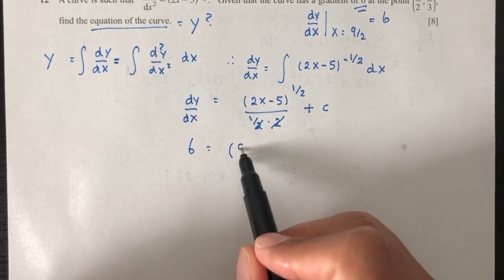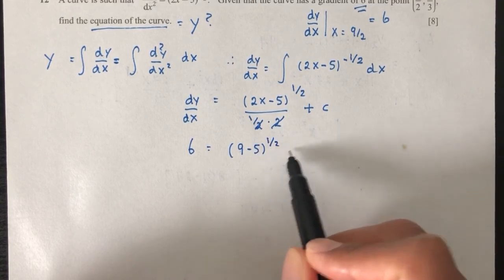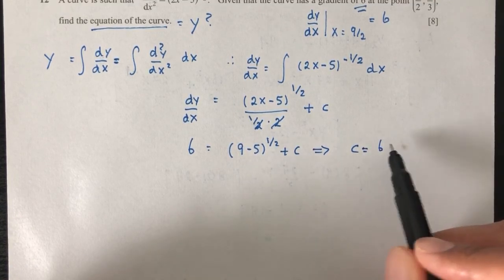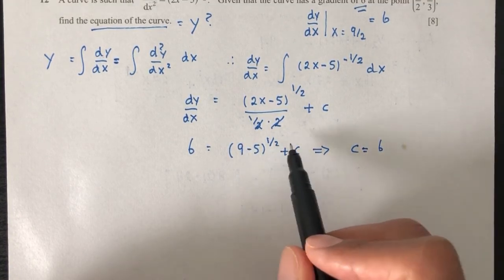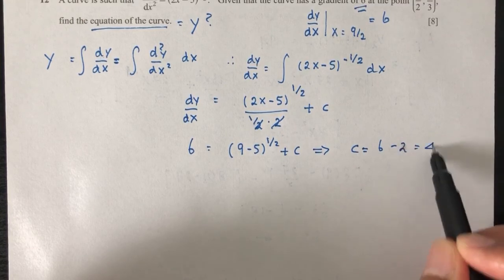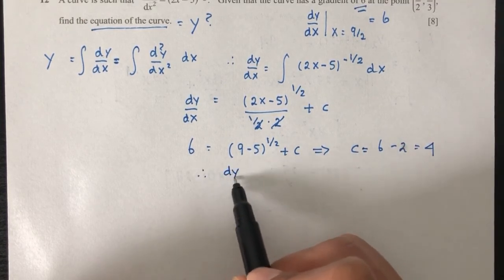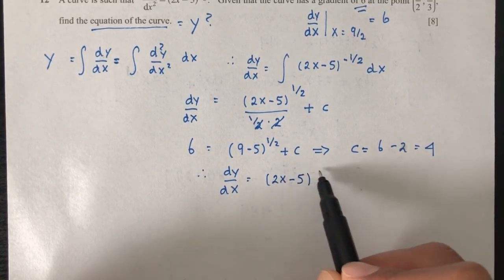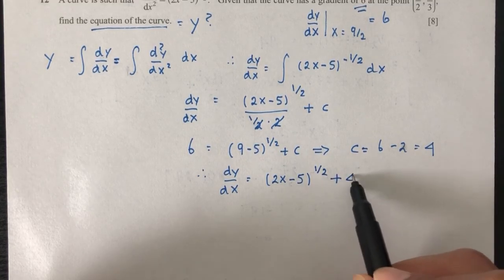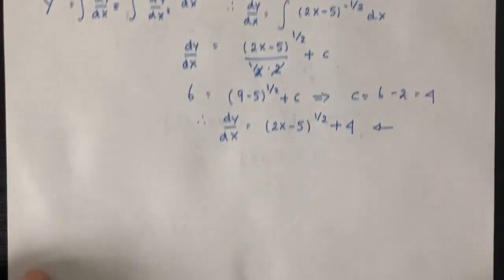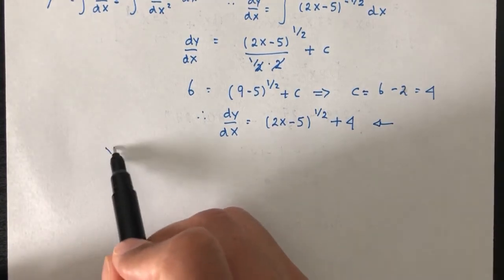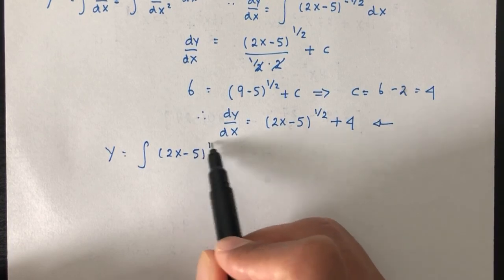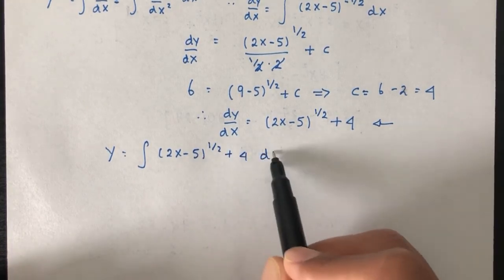So 6, 2 times 9 over 2 will be 9, minus 5 to the power half, plus c, which is c equal to 6. This is 4, half will be 2. 6 minus 2 will be 4. So we have dy by dx equal to 2x minus 5 to the power half plus 4. So from this we can find the value of y. So y will be integration of dy by dx.